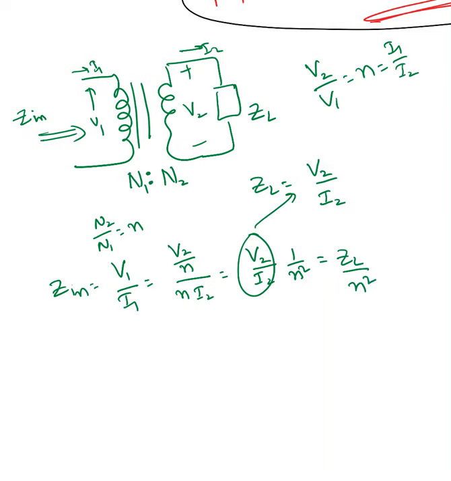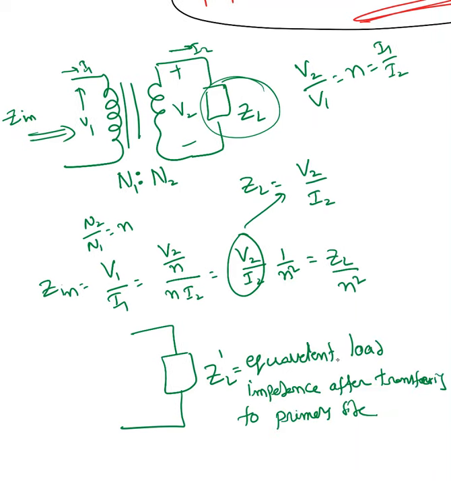So what I can do, I can transfer this load impedance to the primary side. When I transfer that load impedance to the primary side, we call this ZL prime. This represents the equivalent. So ZL prime is the equivalent load impedance after transferring it to the primary side. So ZL prime is nothing but ZL over N square.